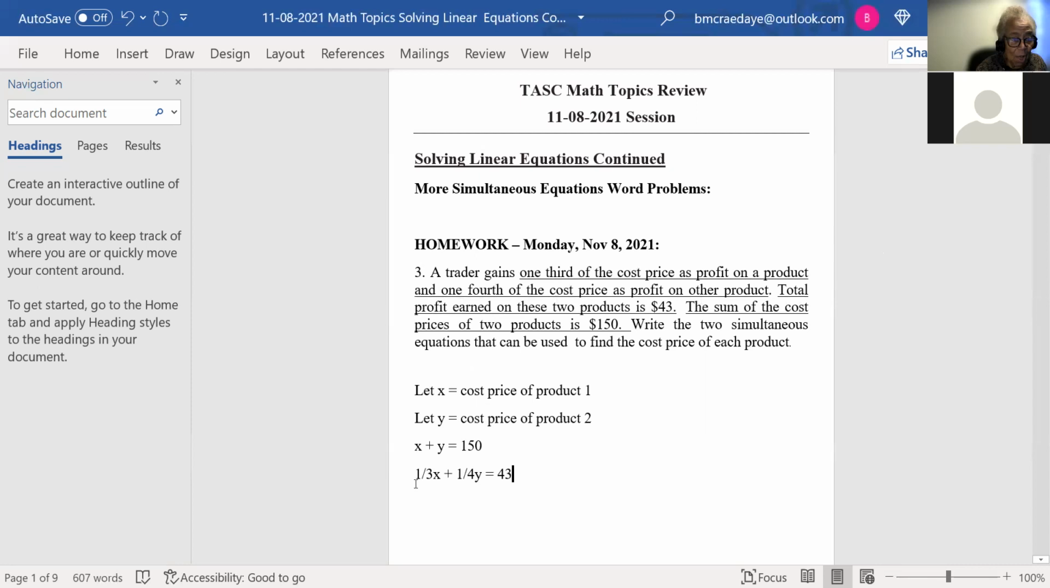So when we take 1/3 of the cost price of product one, we get the profit for product one, right? And we take 1/4 of the cost price of product two, we get the profit for product two. And when we add those two together, we get our total profit. Is that clear, Maureen? Yeah.